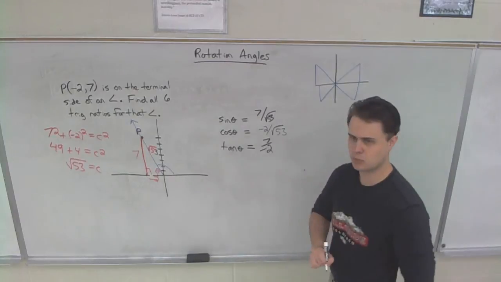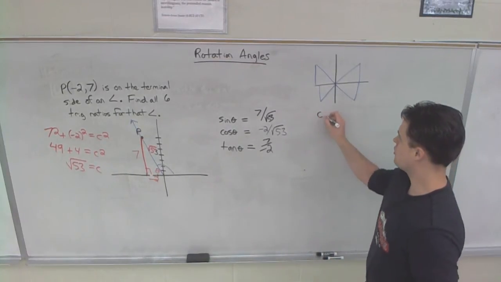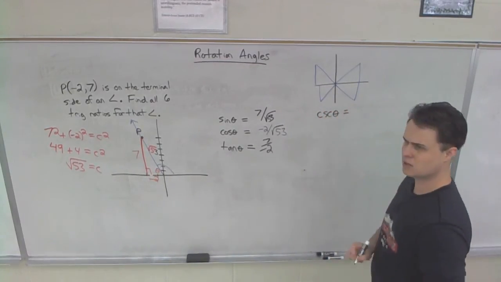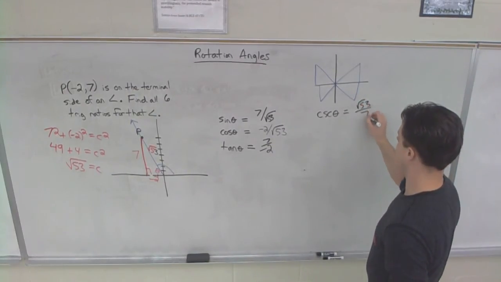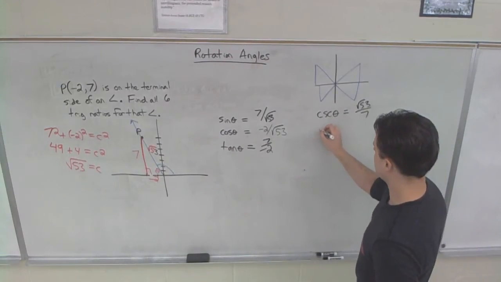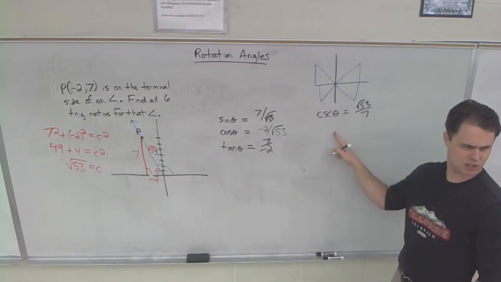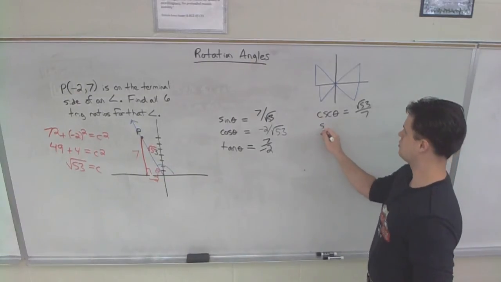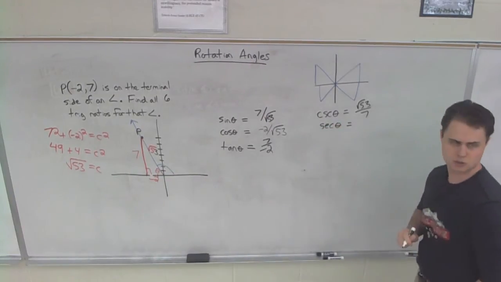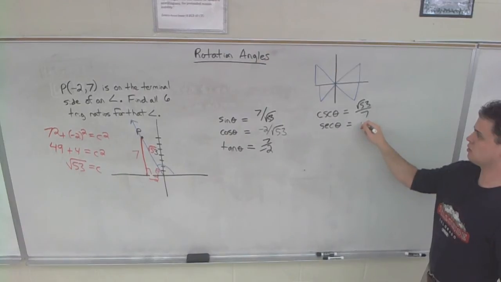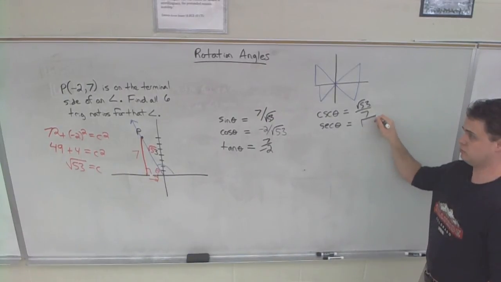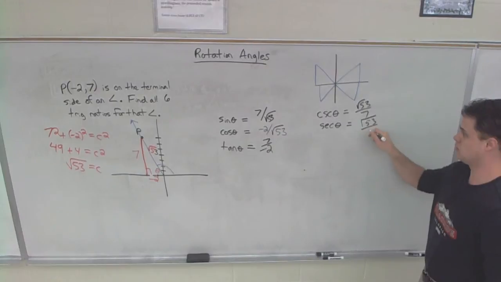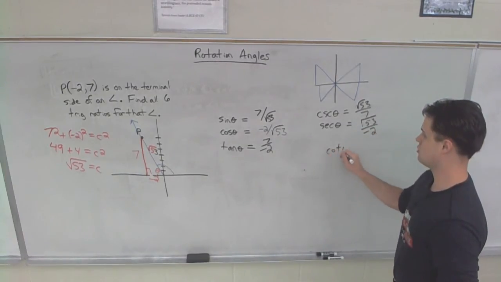Would be -3.5, right? And then for cosecant of theta, what am I going to have, Mr. Garner? Square root of 53. And Mr. Lee, what are we going to get for, what's the next one, by the way? Secant. And it's going to be, what are you going to get? Root. Yeah. And cotangent, I'll do.